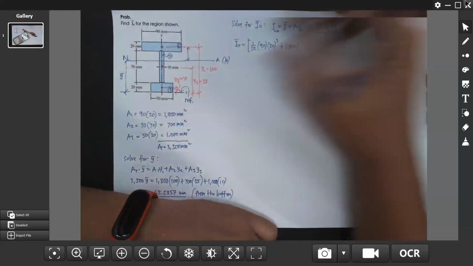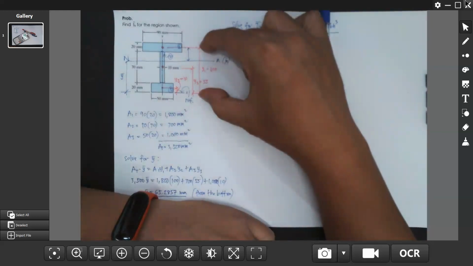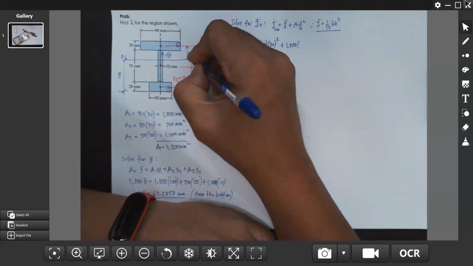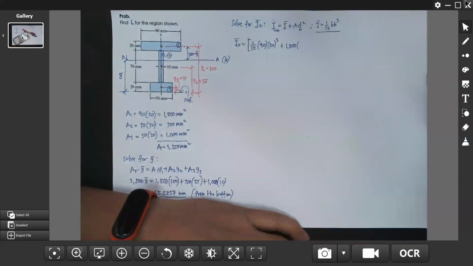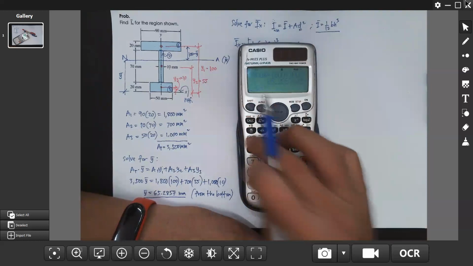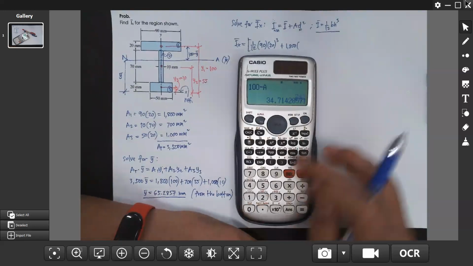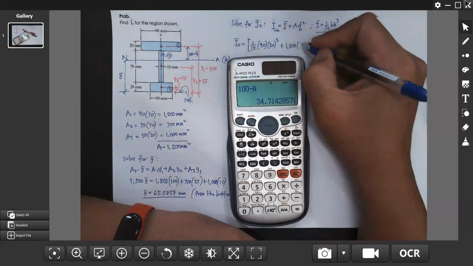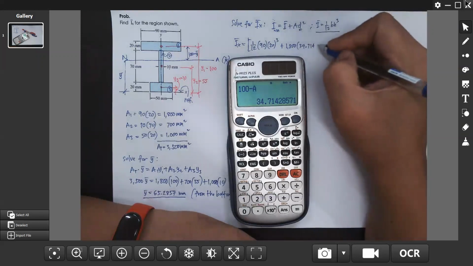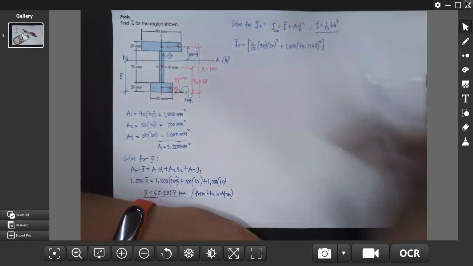So the value of this is actually 100 minus y bar. This one is 100 and this one is y bar. So 100 minus y bar. We can save y bar to A. And so we have 100 minus A, 34.7143 squared. Area times D squared.